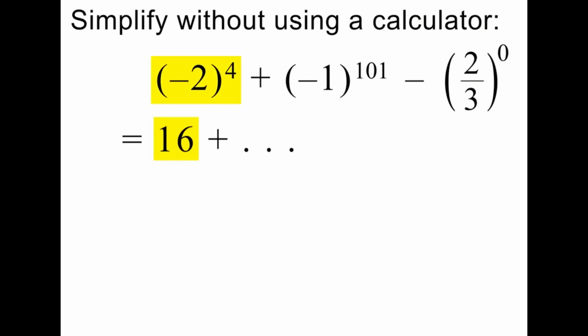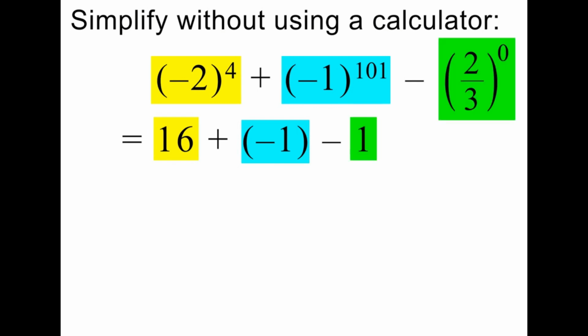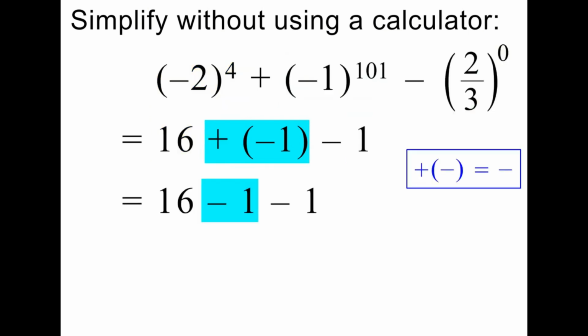Minus 2 all to the power of 4 is equal to 16. This is a positive answer because the exponent is even. Minus 1 all to the power of 101 is equal to minus 1. This is because the exponent is odd, and because this answer is negative, we write it inside brackets. And 2 over 3 all to the power of 0 is equal to 1. This is because any number to the power of 0 is equal to 1. By now you should know that a plus with a minus in brackets next to it is just minus. The final answer is therefore 14. Please pause to check my working.